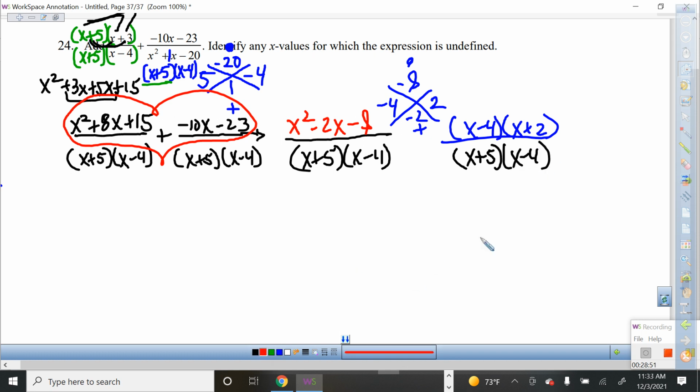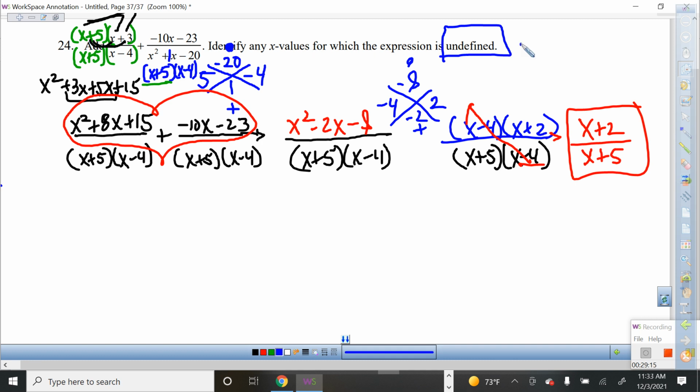But now we can actually identify a giant 1. That leaves us with x plus 2 over x plus 5, and we are done. And have you got that? Okay. Now, it says here, identify the x values for which the expression is undefined. Remember, whenever you see something like this, just write EV to remind you that you just need to find the excluded value. Now, be careful with these, because these are tricky for the excluded value.